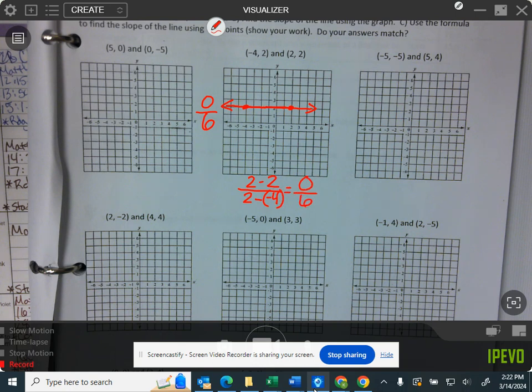0 over 6. I could leave it at 0 over 6, or only because it's a zero on top, I could just call it a zero slope. A zero slope I know is that perfectly horizontal line like that. I personally stick with the 0/6 because I like to always make sure I have my rise over my run.